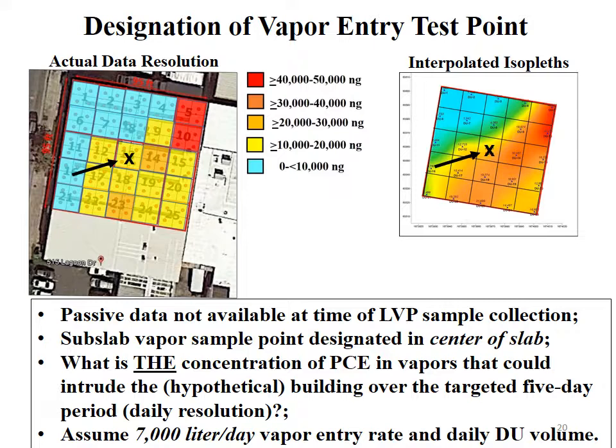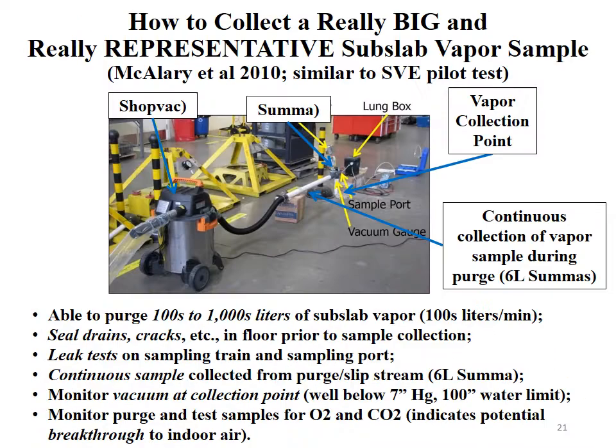And our question again is, what is the concentration of PCE vapors that could intrude the hypothetical building put on top of this site in the future, say over a targeted 5-day period through a vapor entry point in the middle of the slab. Again, we're going to assume a vapor entry rate through this point in the middle of the slab of 7,000 liters per day. This is our decision unit volume. So our next goal then is to collect a representative sample of a series of DU volumes of vapors coming up through that hypothetical vapor entry point.